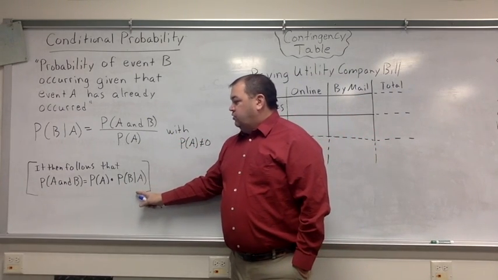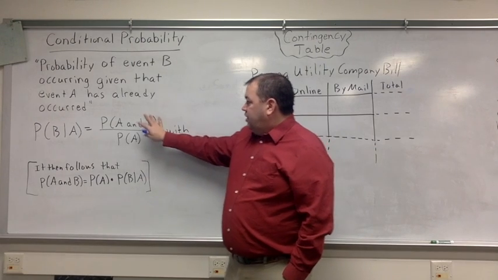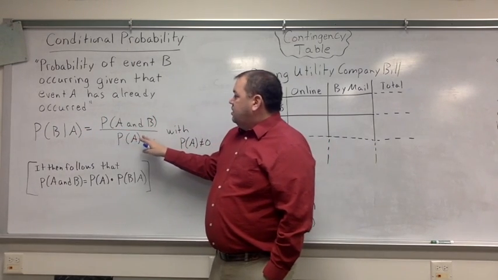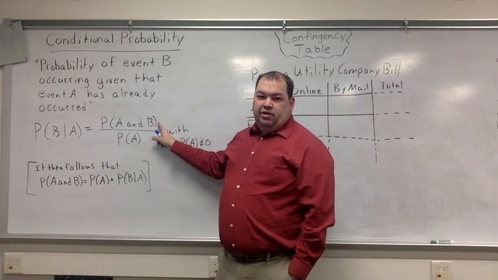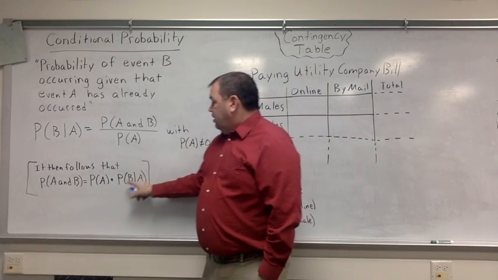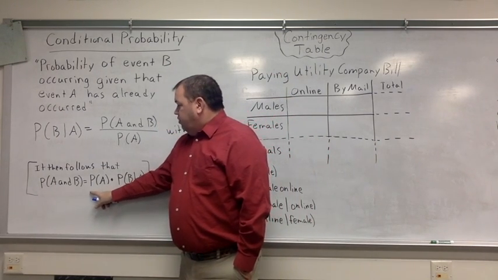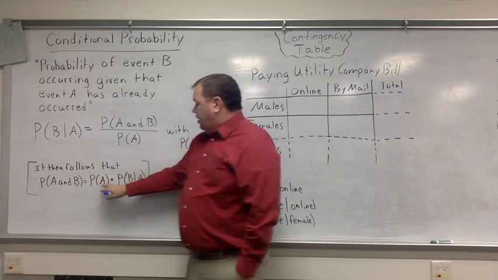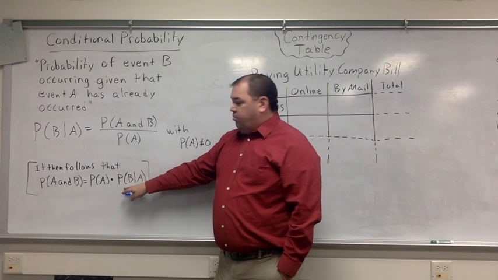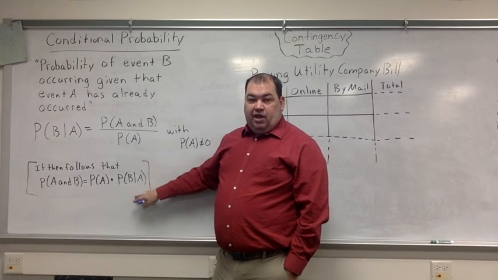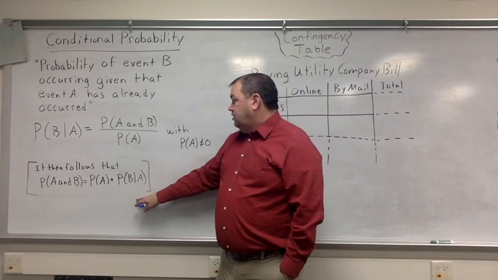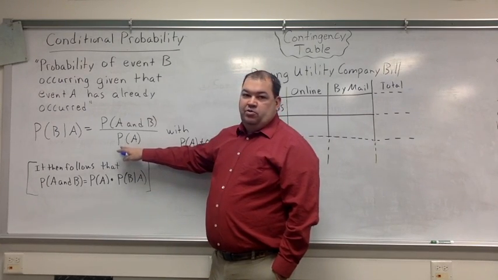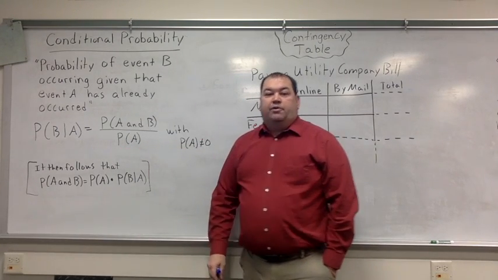I'm going to talk about this with my second example, but all they did here is rearrange this. They solved for the probability of A and B, and it turns out that if I want to find the probability of A and B, I can take the probability of A and multiply it by the probability of B given A. So we're going to use that in our second example. In our first example, we're going to use this calculation right here.